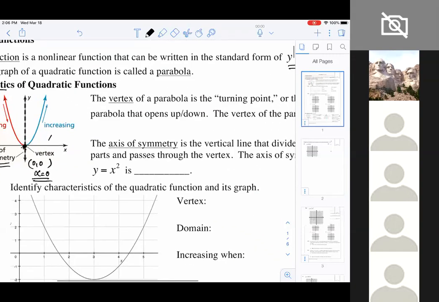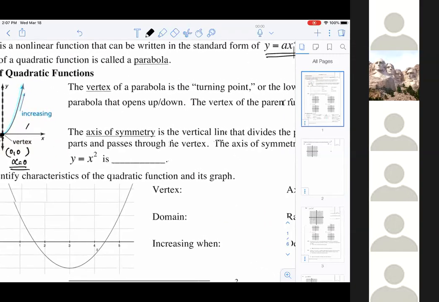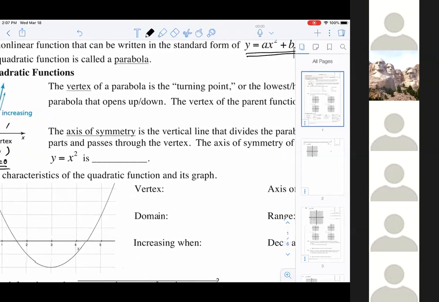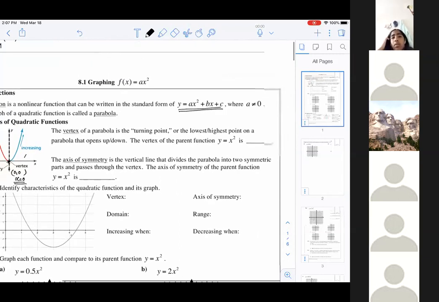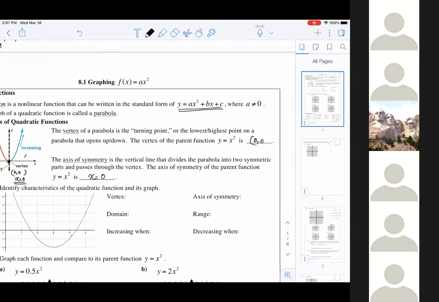Okay. Now let's fill out these things. It says that the axis of symmetry is the vertical line that divides a parabola into two symmetrical parts and passes through the vertex. The axis of symmetry of the parent function y is equal to x squared is x is equal to 0. You also have to fill in one thing right here. The vertex of the parent function is at 0, 0.